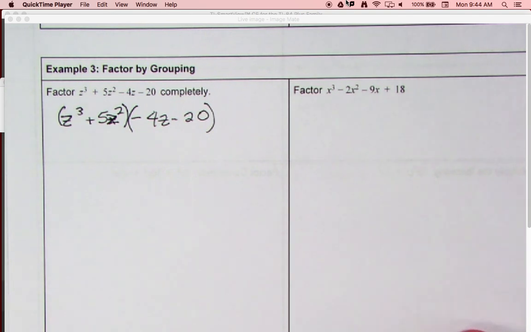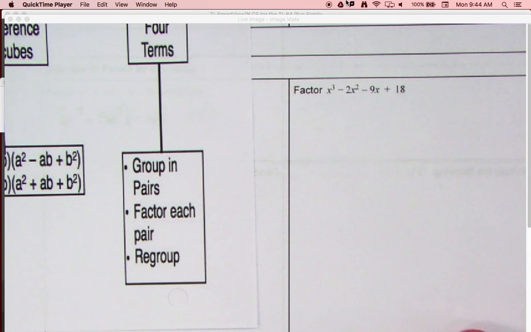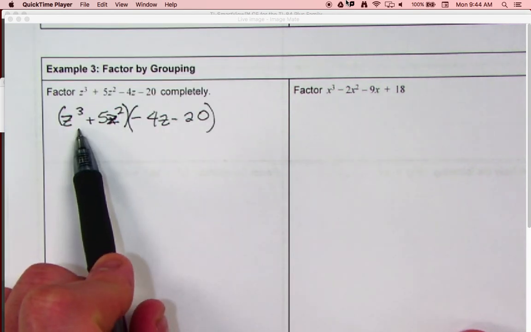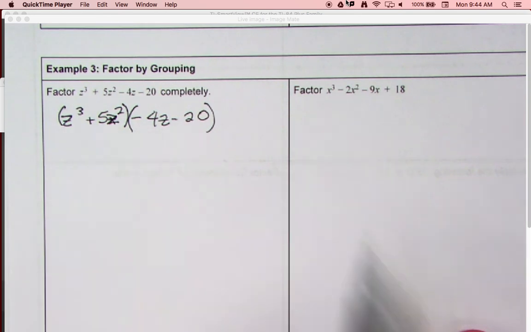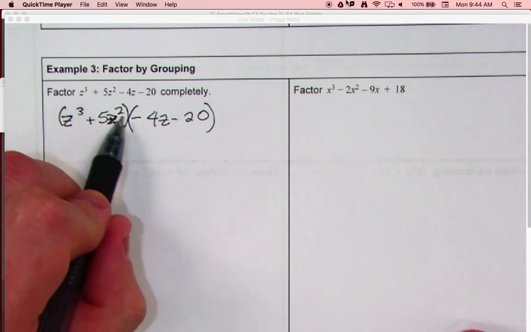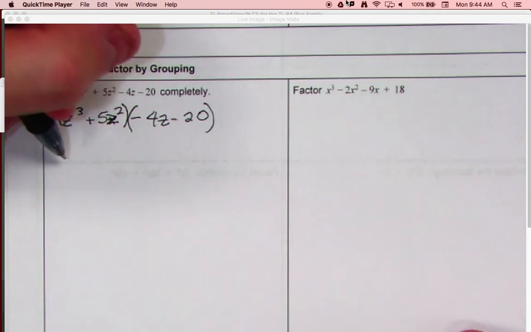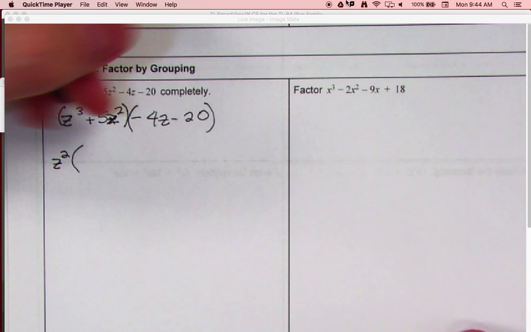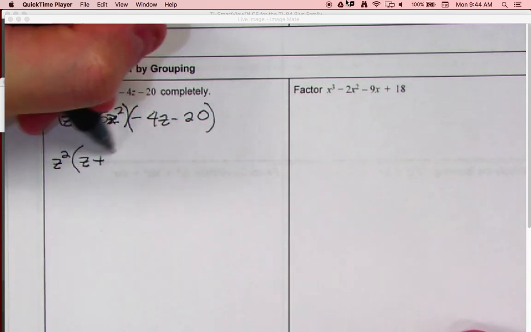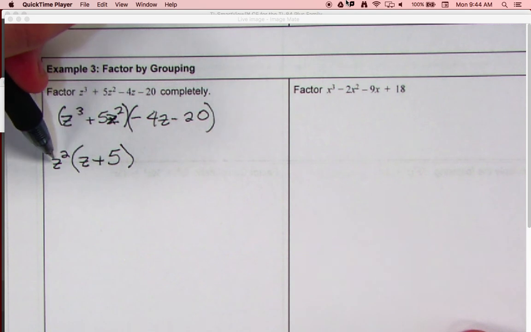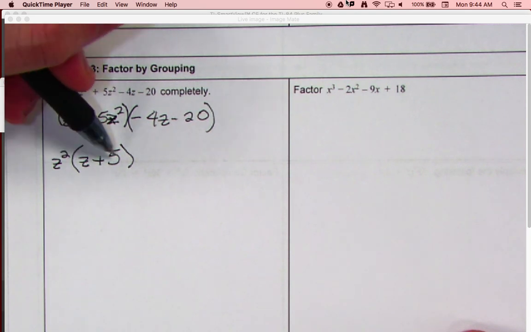Now, the second thing we want to do is we want to factor each pair. And so what I mean by that is I want to look at this set of parentheses and factor out a greatest common factor, and look at this set of parentheses and factor out a greatest common factor. Okay? And you'll see something that happens. So if I factor out a GCF from here, you can see this is z to the third, and this is 5z squared. So what they have in common is a z squared. And when I factor out a z squared from z to the third, I have z. And when I factor it from 5z squared, I have 5. So my factored version of that first pair is z squared times the quantity z plus 5.